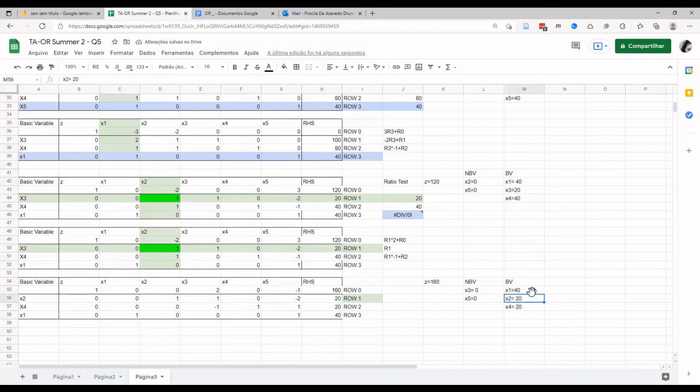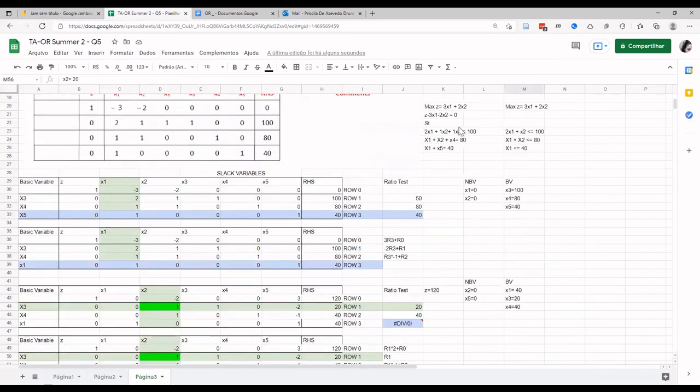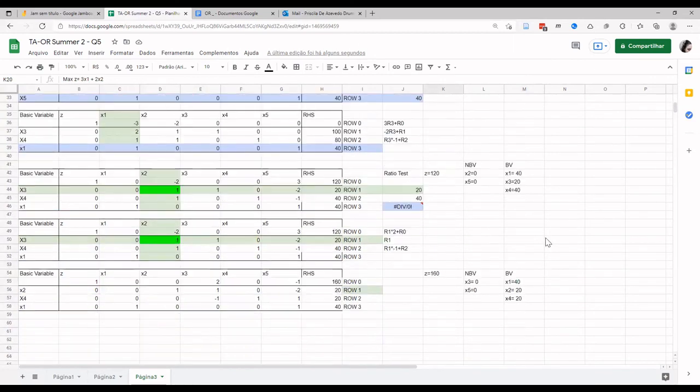Always take these numbers and put them in our objective function, just to be sure that we are making the right calculations. So x1 being here 40, it's going to be 120, and x2 being 20, it's going to be 40. So 120 plus 40, it's going to be 160. So it is an indication that we are in the right direction. I'm calculating z correctly with those basic variables that I have over here.